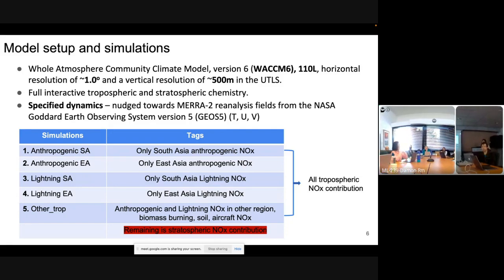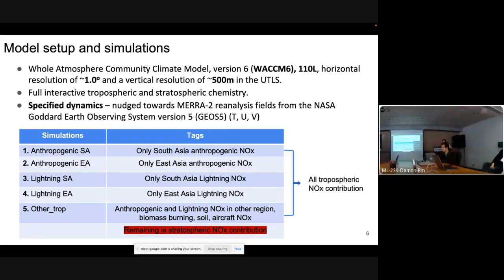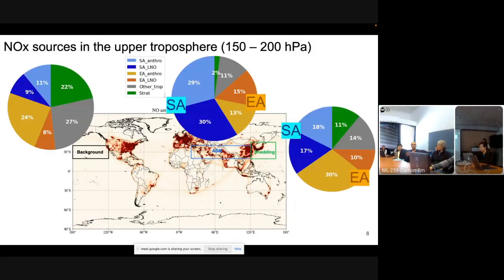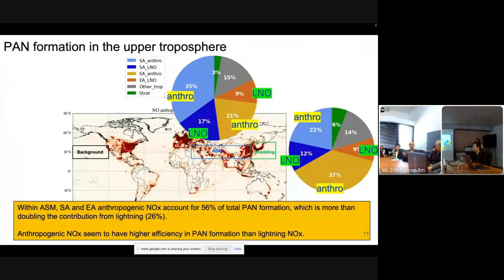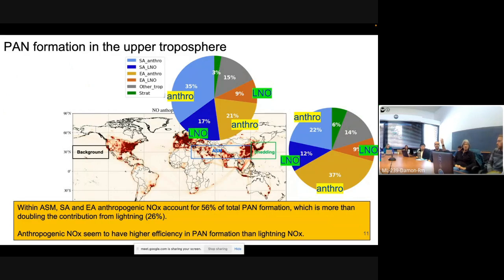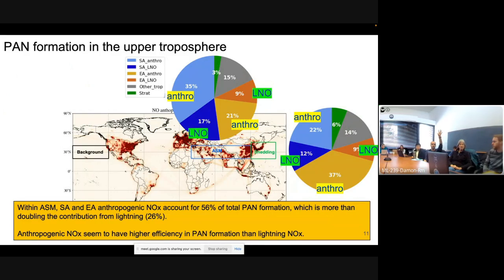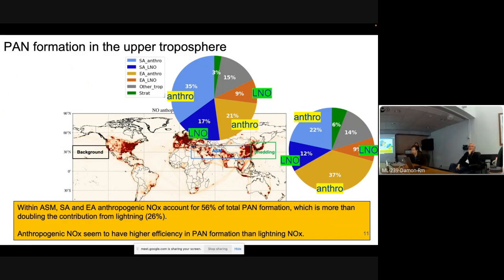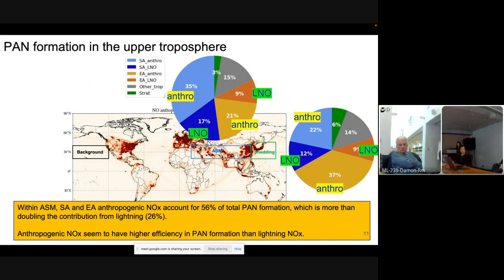Maybe the last question. Yeah, so about the PAN results, is there any way to separate how much of that PAN is formed in the lower troposphere and gets transported, and how much is formed in the upper troposphere? Is there any way to separate that? It could be, we could look at the reaction rates information and look at the vertical profile. That probably could give some idea, but this is definitely interesting to dig into. All right, okay, thank you.